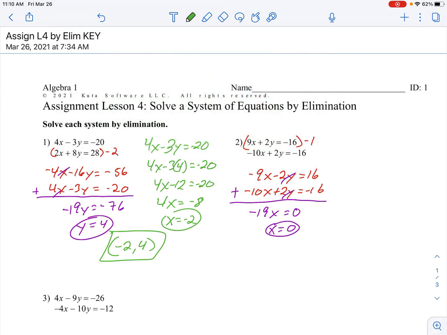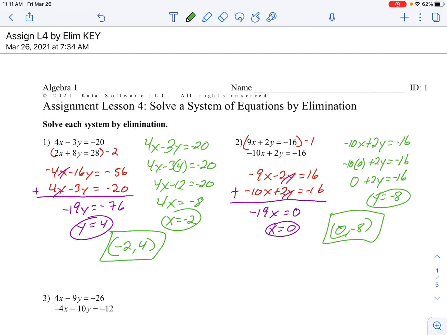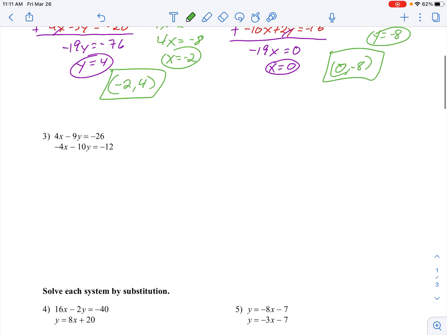Go back, pick an equation, the top one, the bottom one. I'm just going to go with the bottom one because it does not matter. Now you just found x to be 0. When I plug in x as 0, there you go, it drops out. Divide by 2, negative 8. So write it as an ordered pair, 0, comma, negative 8.